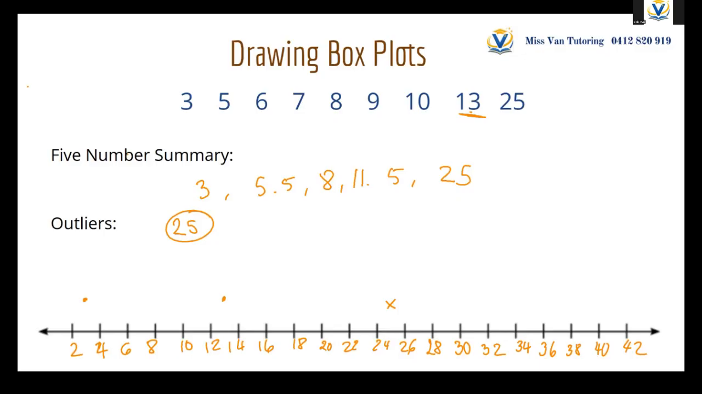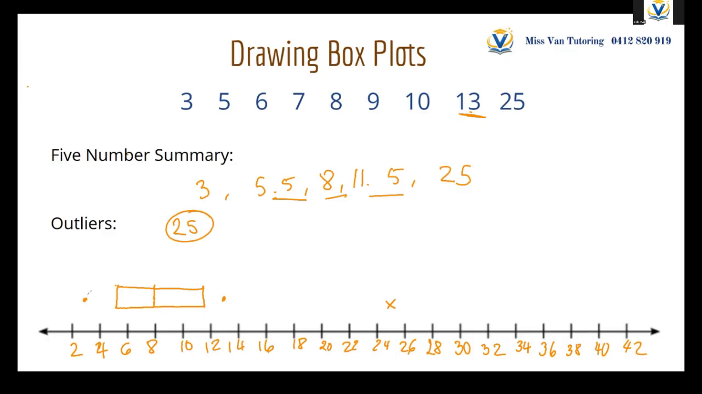Then I would draw my Q1, Q2, and Q3. All these 3 Qs would be in a line. So my Q1 is 5.5, just somewhere here. I'm trying to be as concise as possible. My Q2 is an 8, another line, and my Q3 is 11.5, so somewhere here. Now that I've got my 3 lines, I would then connect these 3 lines to make a box.